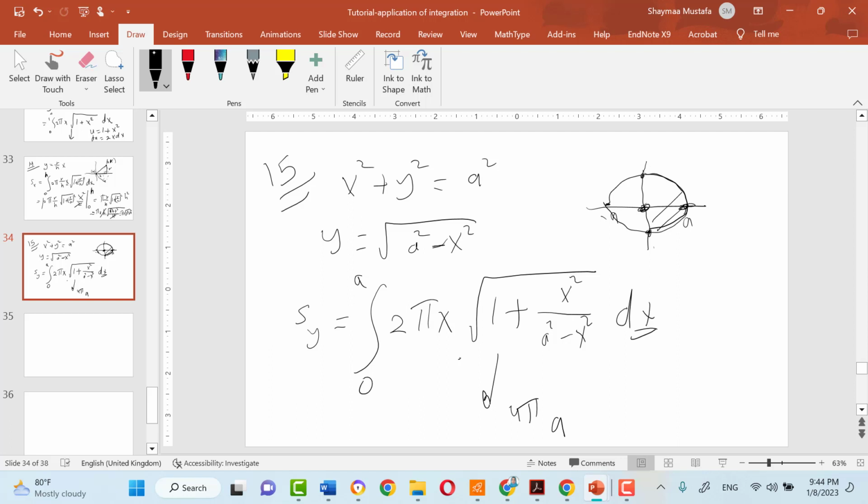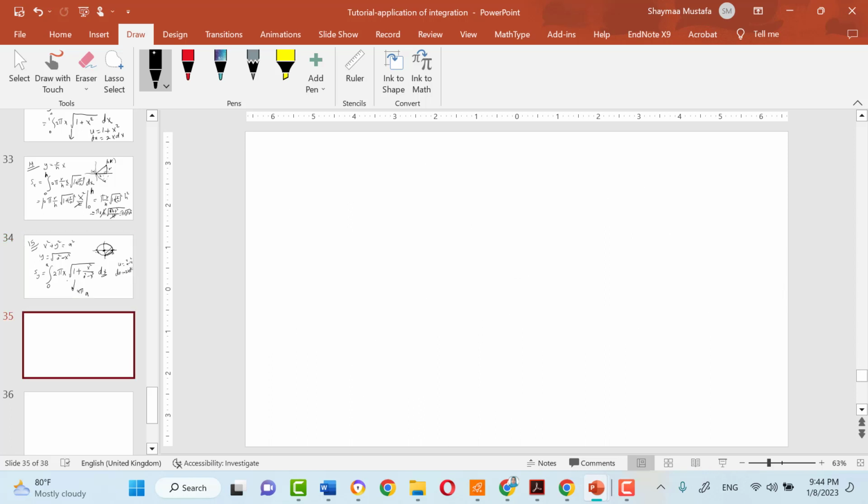This one we will use the substitution to do the integration. U is a squared minus x squared, then du is minus 2x dx, but you need to make the summation first. We did a similar one in the previous questions. So this is question 15.